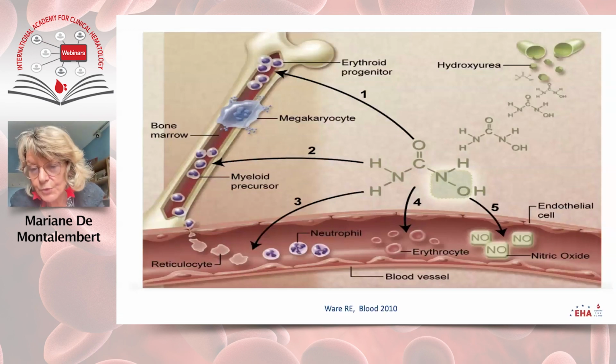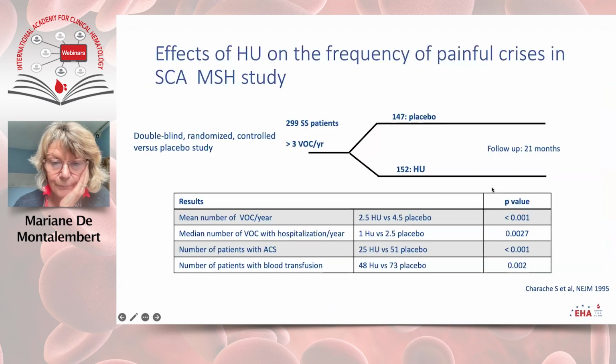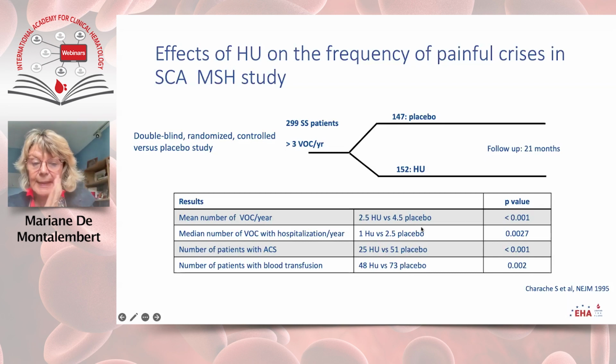Another important treatment, of course, is hydroxyurea, which increases fetal hemoglobin proportion, decreases number and activation of neutrophils, and is a nitric oxide donor. This trial was a pivotal study. It is not recent, 30 years ago. And I just would like to underline that when comparing hydroxyurea to placebo in patients with severe disease, you do not cure the patient. The number of acute vaso-occlusive crises decreased from 4.5 to 2.5.